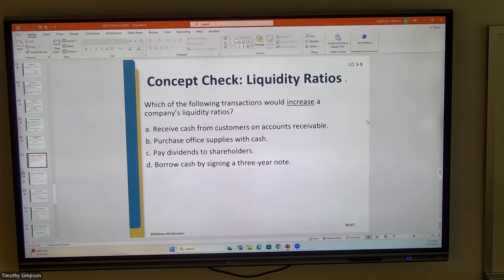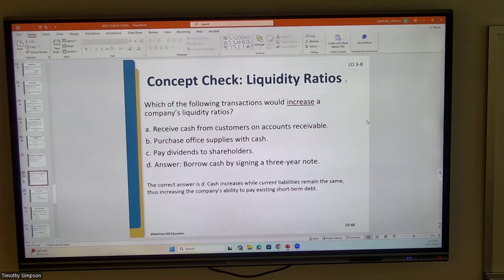So, quick quiz here: liquidity ratios. Which of the following transactions would increase a company's liquidity ratios? A, receive cash from customers on receivables; B, purchase office supplies with cash; C, pay dividends to shareholders; D, borrow cash by signing a 3-year note. This is a little bit of a tricky one, and the answer here is D, borrowing cash by signing a 3-year note.